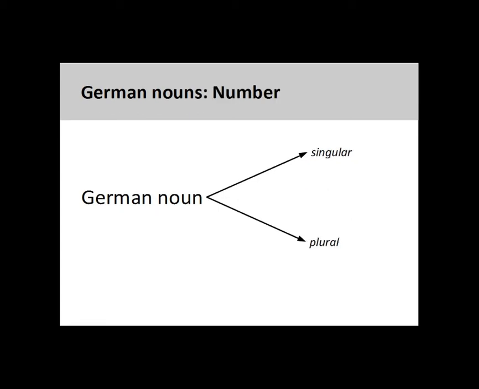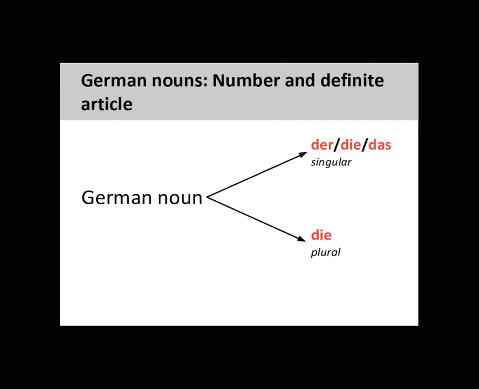German nouns can either be singular or plural. Unlike singular nouns, plural nouns manifest no gender. The only definite article for plural nouns is die.